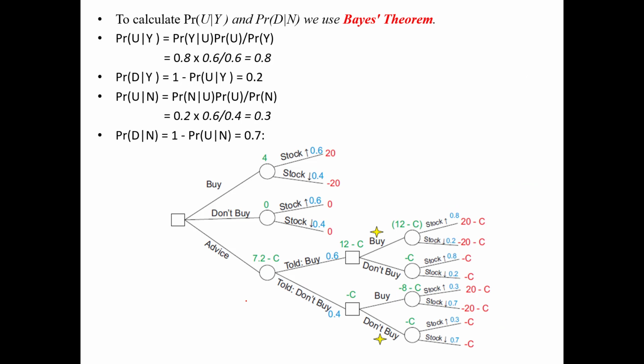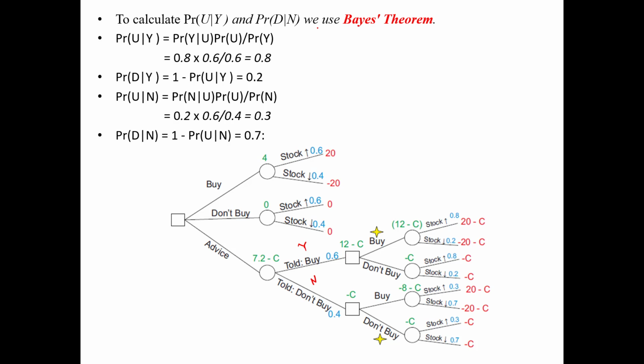Okay, then we need to calculate some more probabilities. What kind of more probabilities? Probability of up, given that he says yes. So you can see this is yes. He says yes, buy. So we can also write this as yes, go. And this is no. Now we need to calculate probability of yes, this is given to you. Yes, he says yes to you, and now we want to calculate this probability: up given yes. And we also need to calculate he says no, and the stock goes down.